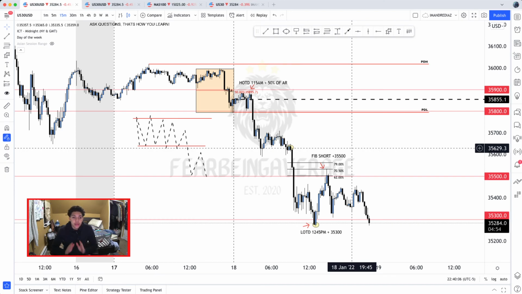Just make sure you study these daily ranges, because the information you get from the past is going to give you what you need to succeed in the future.